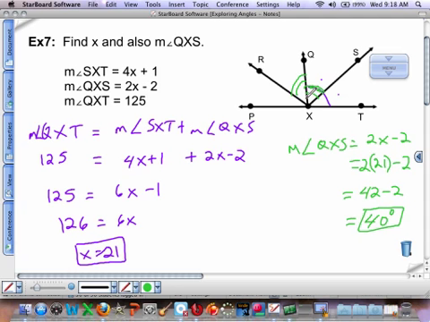You're going to need to know that for tonight. Whether you have an angle bisector or a segment bisector, it cuts that piece into 2 equal parts. How do you write that down without saying that? Ray XQ is an angle bisector of RXS. And then based on that, understanding what that means, it cuts it into 2 equal parts.